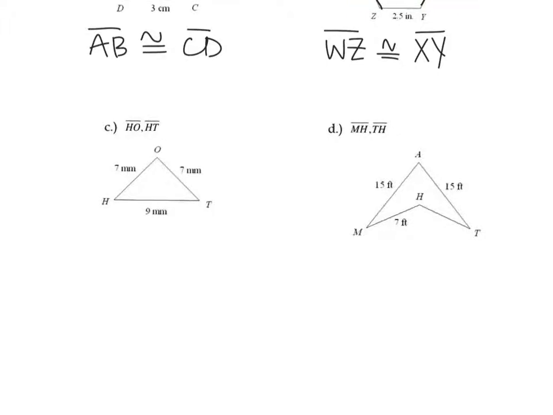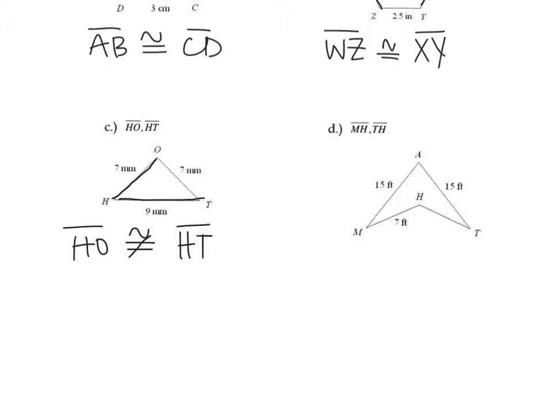Next we have HO, which is 7 millimeters, and HT, which is 9 millimeters. Now 7 and 9 are not the same length, which means my two segments are not congruent. So one way you can say that is HO, and then when you do your congruent symbol, you can put a slash through the equal sign. That stands for not. So I have HO is not congruent to HT. You can also write it out as well if you would like. You can just put not congruent instead of the congruent statement.